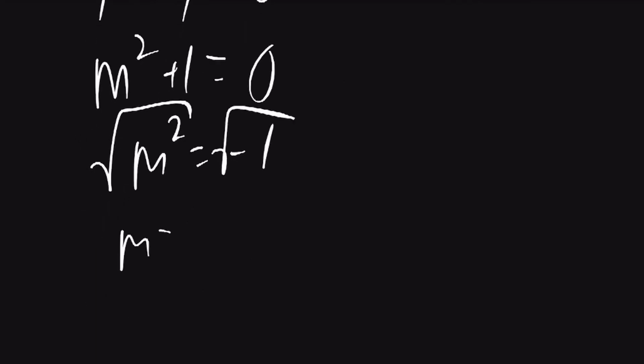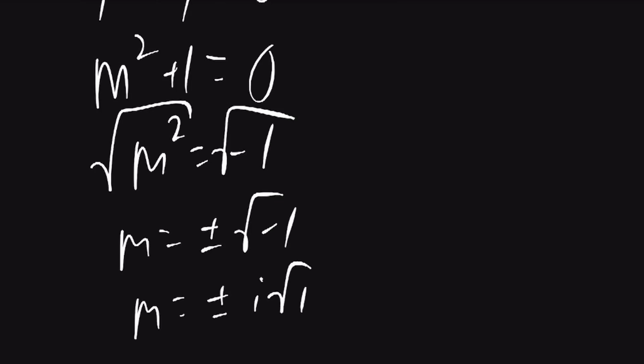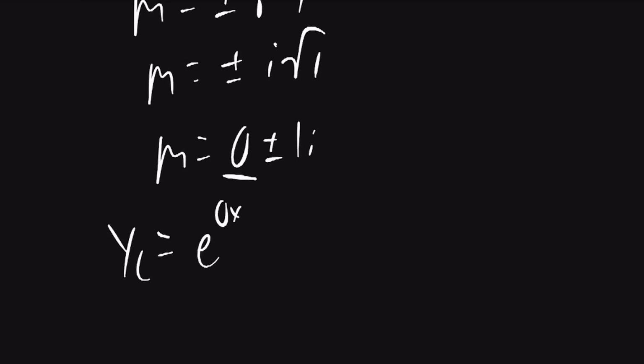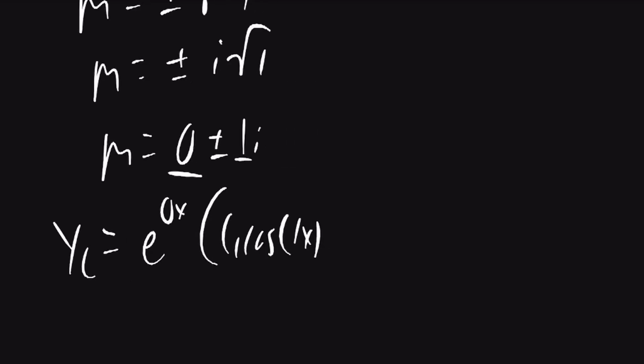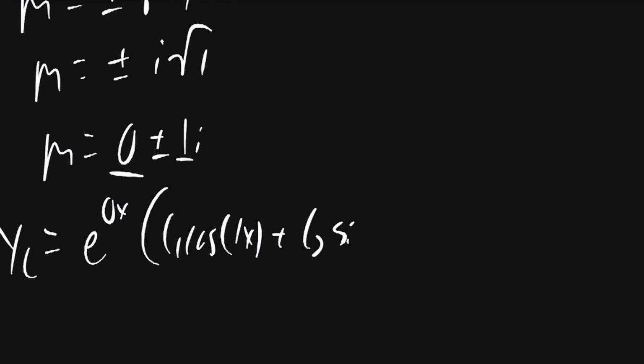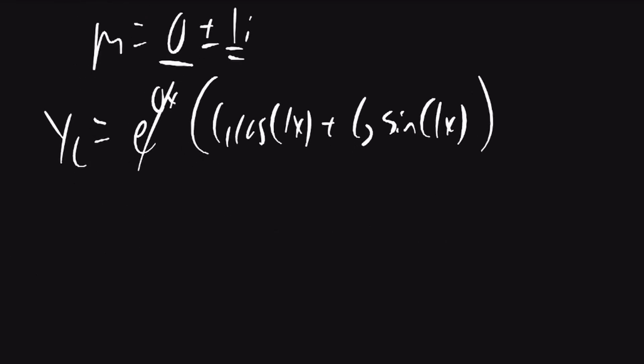We'll find that m is equal to plus or minus the square root of negative 1, or that m is equal to plus or minus i times the square root of 1. So m is going to be equal to 0 plus or minus 1 times i. So the complementary solution, yc, is going to be e^(0x), this comes from the real part of the root, times c1 times cosine of 1 times x, this comes from the imaginary part of the root, plus c2 times sine of 1x, this also comes from the imaginary part of the root. e^0 is 1, so yc is going to be equal to c1 cosine x plus c2 sine x.